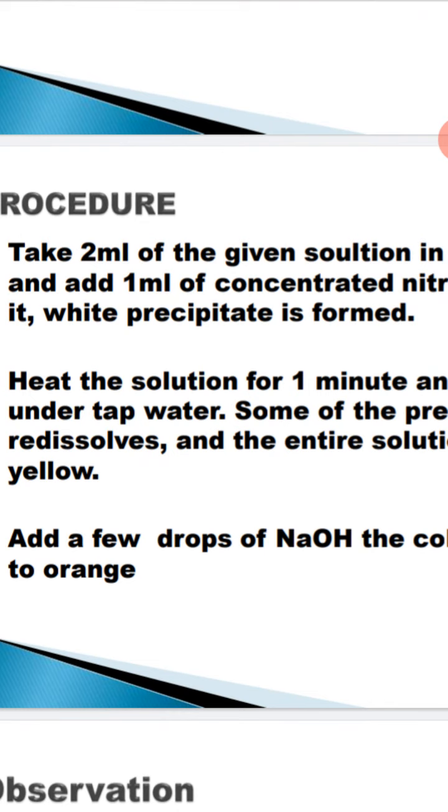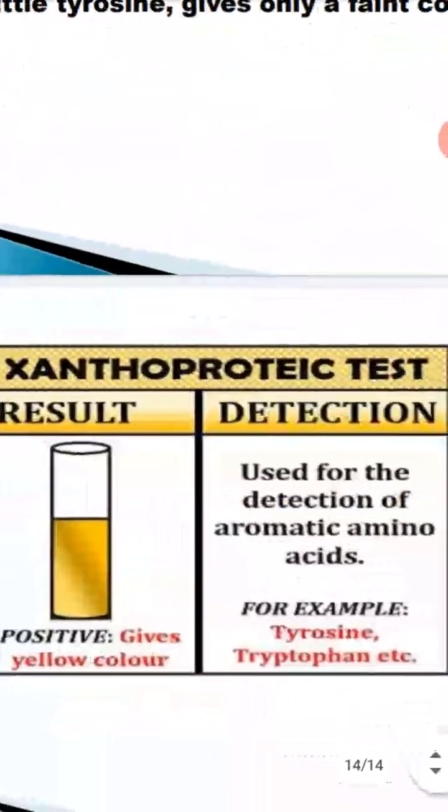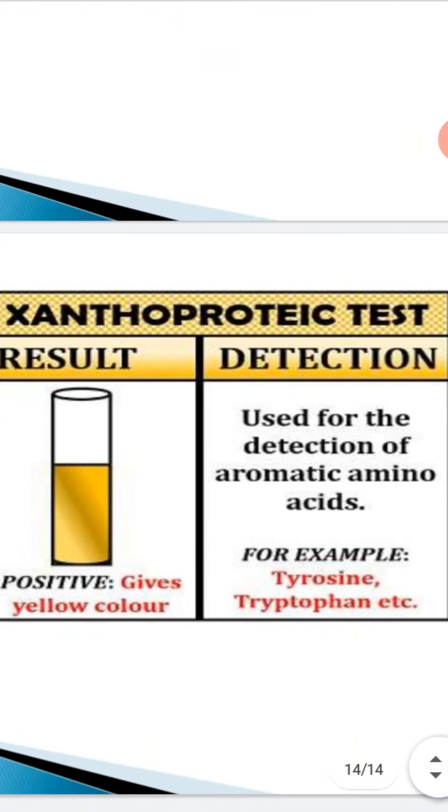Sometimes, as I told you, gelatin is also present, but it does not contain tryptophan and tyrosine, so it gives only a faint color. So these are the two protein tests, and you can see here very well in the diagram how in the xanthoproteic test a yellow colored solution is coming. This is a positive test used for the detection of aromatic amino acids.